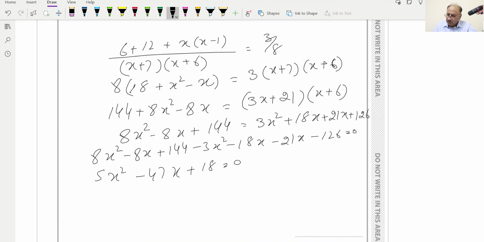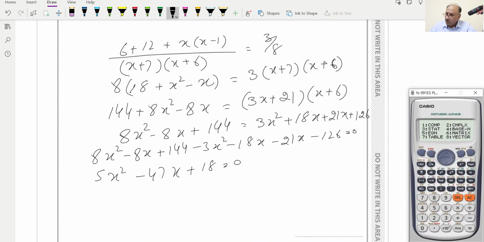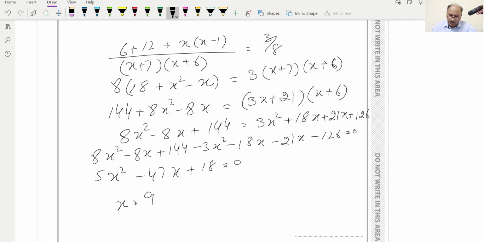This is the quadratic equation which we can solve, mode 5 3, and coefficient of x squared is 5, and coefficient of x is minus 47, and constant is 18, and we will get 9 and 2 by 5, so x is equal to 9 and x is equal to 2 over 5.